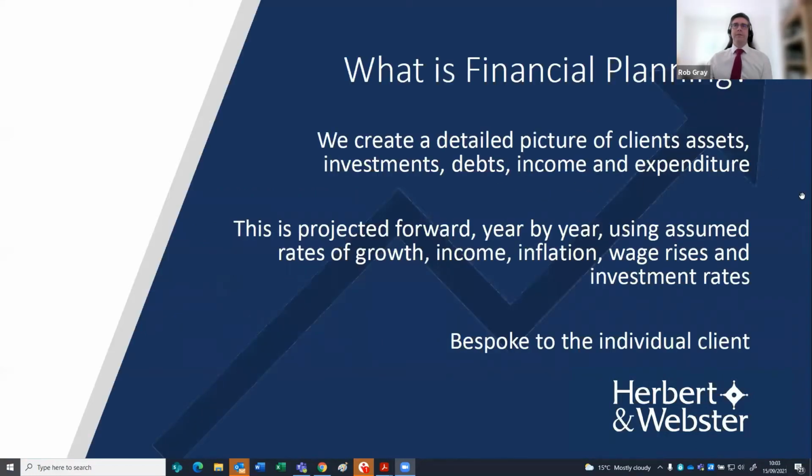Okay, so what is financial planning? Effectively, what we do is we create a detailed picture of the client's current circumstances, so their assets, investments, debts, income, and expenditure. We then project that forward year by year, using assumed growth rates, what we think their income is going to be, presumed inflation and wage rises, and investment returns throughout the rest of their expected lifetime. And each plan that we create is bespoke to the individual client.